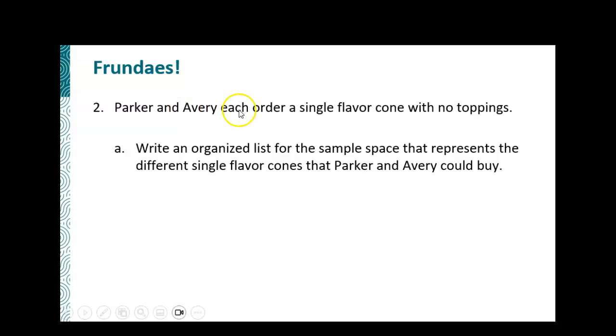This time they changed the scenario. It says, Parker and Avery each ordered a single flavor cone with no toppings. Write an organized list or sample space that represents the different single flavor cones that Parker and Avery could buy. So they're just choosing frozen yogurt. They're not picking any toppings. We could show this by listing all the flavors, like vanilla chocolate, vanilla strawberry, vanilla shake.